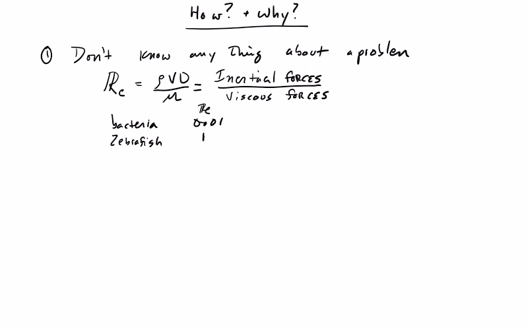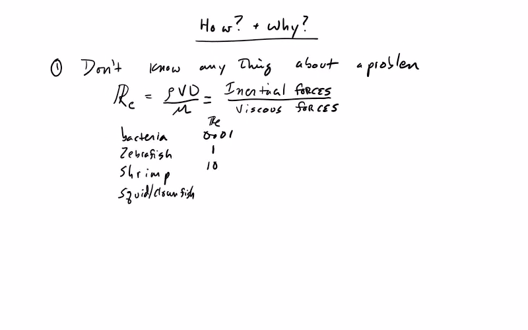All right, then you look at, say, a shrimp. We'll leave out the tadpole. I don't like him anymore. A shrimp is maybe 10. All right, and then you go, well, let's see, maybe like a clownfish, or like a squid, or a small squid like a calamari. All right, let's do a clownfish. It has a Reynolds number, let's say, of, I don't know, maybe 100 to 1,000.